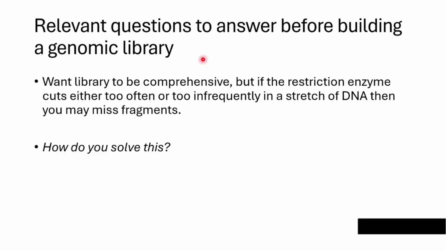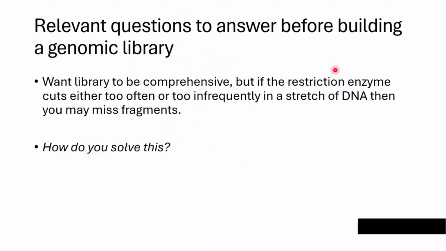You have to think about the whole project, and this is just the thinking that you do before every experiment that you will be doing in your whole life. So you need to think about each step specifically. One question that you have to think about is, your goal is to create a library that represents your whole genome. So it has to be comprehensive.